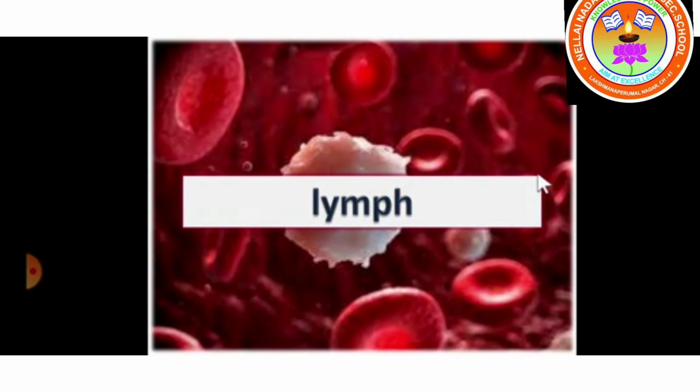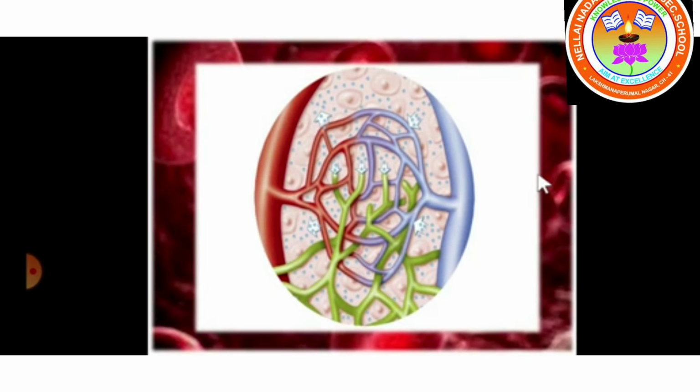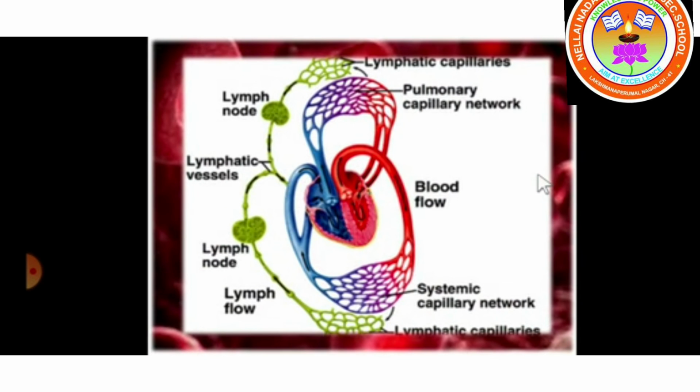Next we will see about the lymph. What is lymph? Lymph is a colorless fluid filtered out of the blood capillaries. It consists of plasma and white blood cells, that is WBCs, that help in the self-defense mechanism. It mainly helps in the exchange of materials between the blood and the tissue fluids. So, what is the function of this lymph? It helps in the exchange of materials between the blood and the tissue fluids.